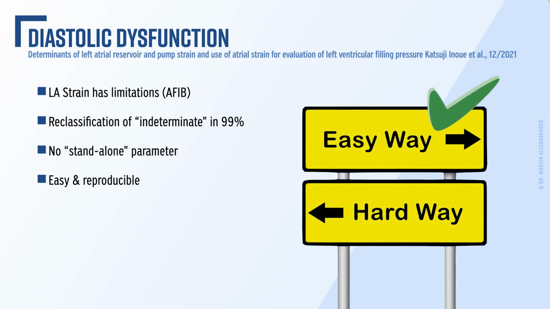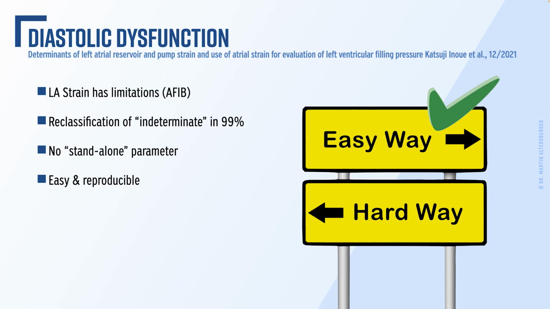So let's go the easy way. Strain has, of course, limitations that have to be known. In atrial fibrillation, you can only use the reservoir strain, of course, not the contraction strain. But the reclassification of this indeterminate situation is up to even almost 100%. So that can be used in many cases to actually determine whether filling pressures are elevated or normal. It is again no standalone parameter.